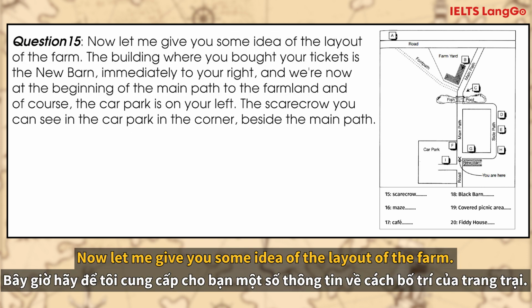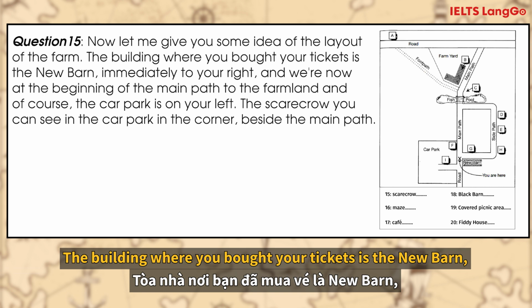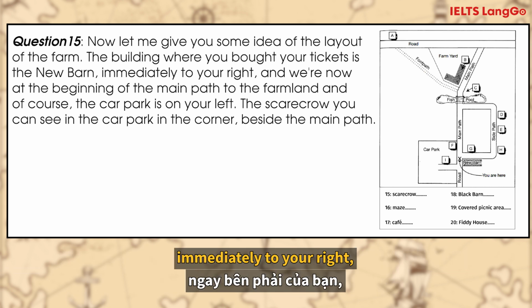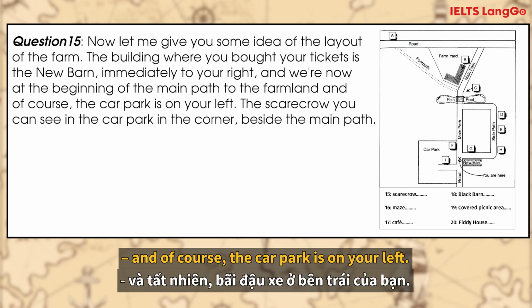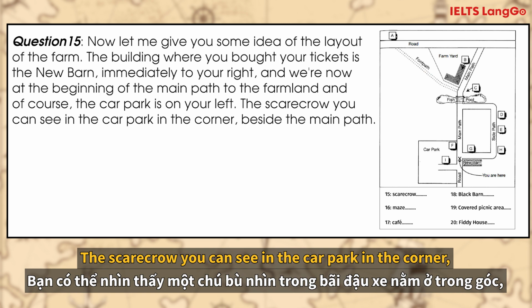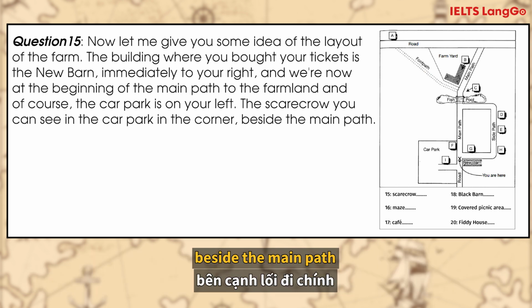Now let me give you some idea of the layout of the farm. The building where you bought your tickets is the new barn, immediately to your right. We're now at the beginning of the main path to the farmland, and of course the car park is on your left. The scarecrow you can see in the car park in the corner beside the main path.